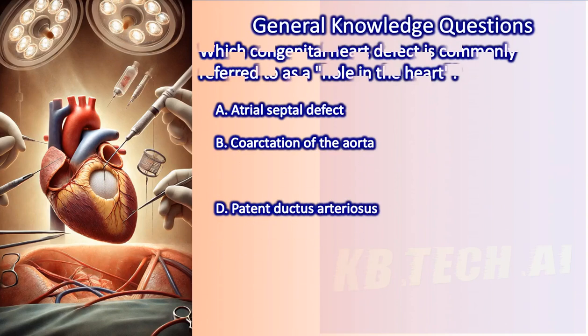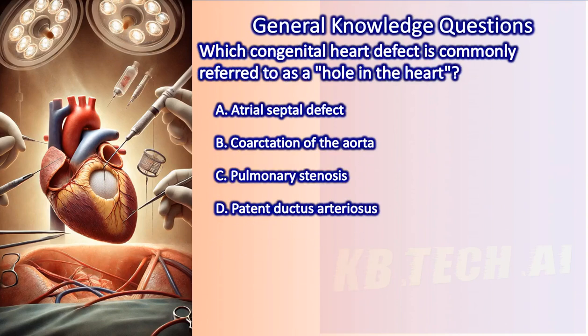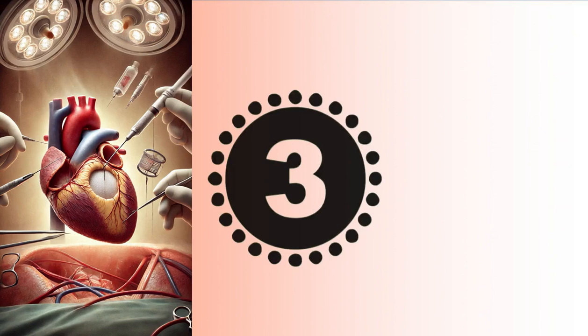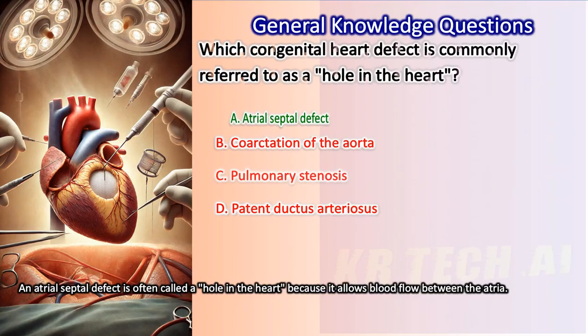Which congenital heart defect is commonly referred to as a hole in the heart? Option 1, atrial septal defect. Option 2, coarctation of the aorta. Option 3, pulmonary stenosis. Option 4, patent ductus arteriosus. The answer is option 1, atrial septal defect.